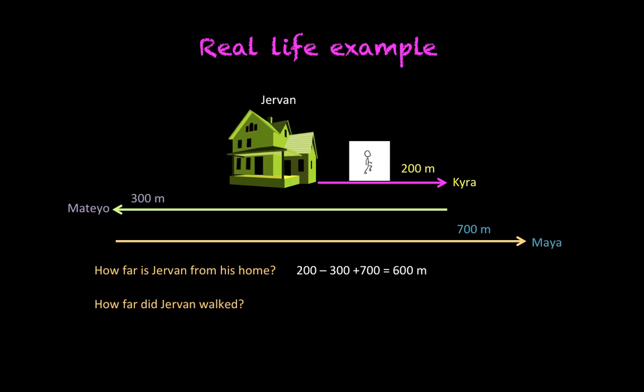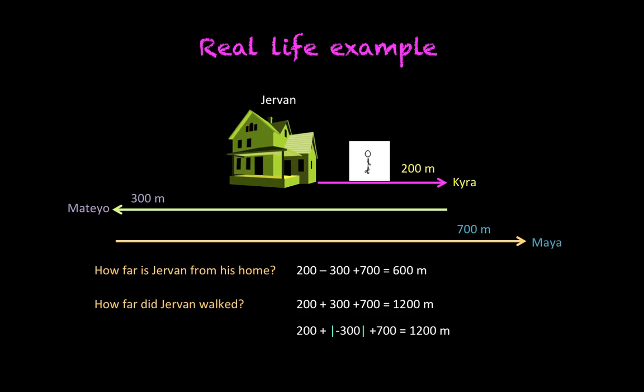But we could also ask another question. How far did Jovan walk? Well, in that question, you don't really want to know about direction. You just want to know how far he walked. You just want to know size or the magnitude. You want to know just the distance. And in that case, you would just add all the numbers up. You would just take the positive values and add them up. So you're going to get 200 plus 300 plus 700. You're going to get 1,200 meters.